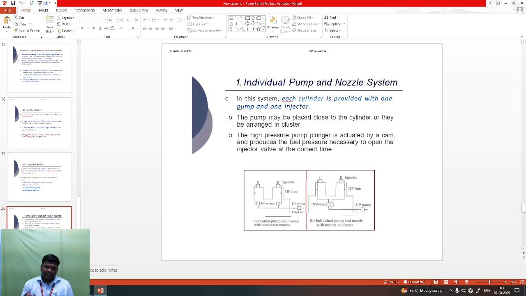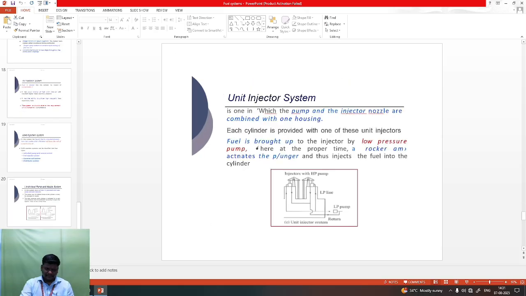The pumps and nozzle injectors are placed in parallel to each other for a smooth construction, because there is a low pressure pump and also a high pressure pump. From the fuel tank, the low pressure pump moves the fuel to the high pressure pump. The high pressure pump receives the fuel from the low pressure pump and pressurizes it highly to the injectors. Then the injector sprays into the combustion chamber. This is called the individual pump and nozzle system.